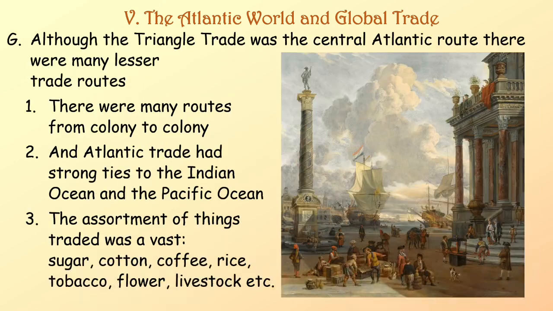That's debt peonage. Well, although the triangle trade was the central Atlantic route, there were many lesser trade routes. There were many routes from colony to colony. And Atlantic trade had strong ties to the Indian Ocean and to the Pacific Ocean. And the assortment of things traded was vast. Sugar, cotton, coffee, rice, tobacco, flour, lumber, livestock, you name it.